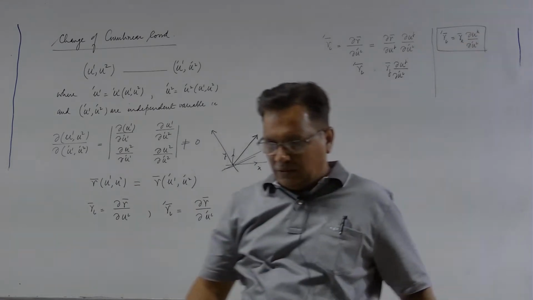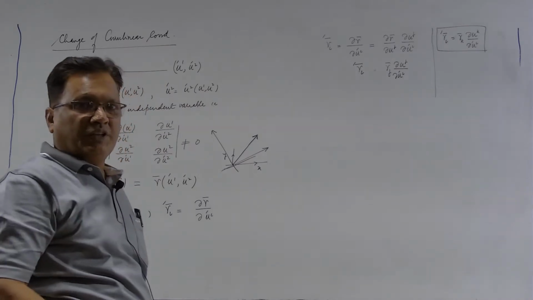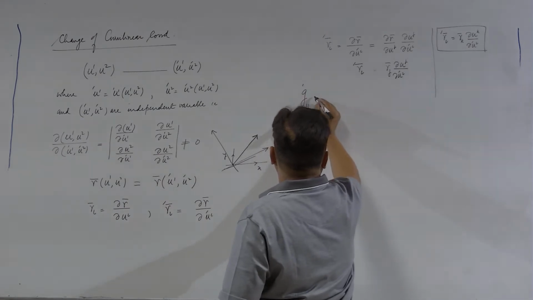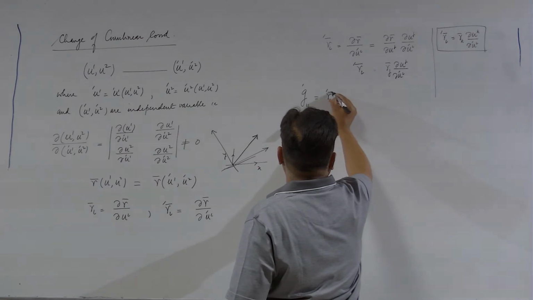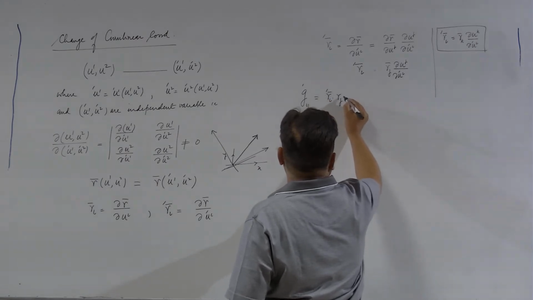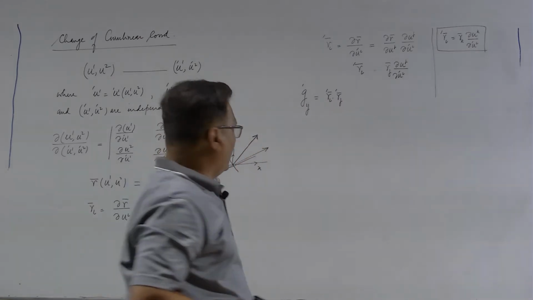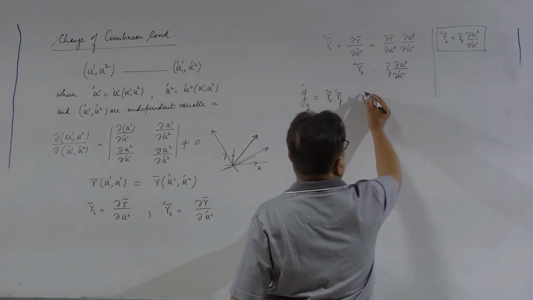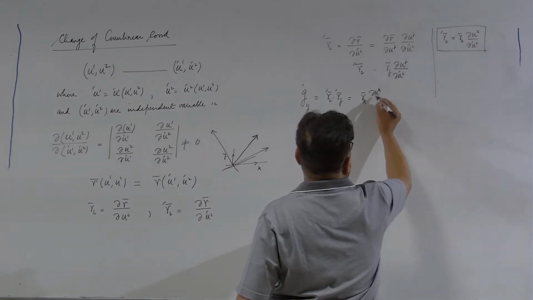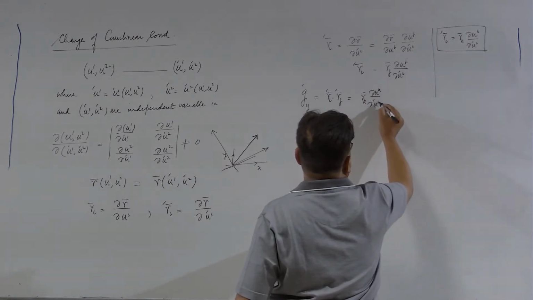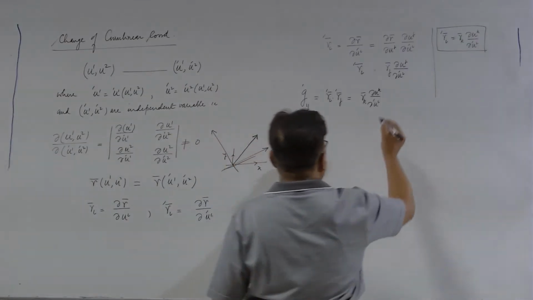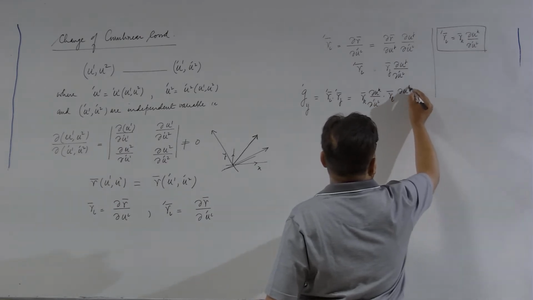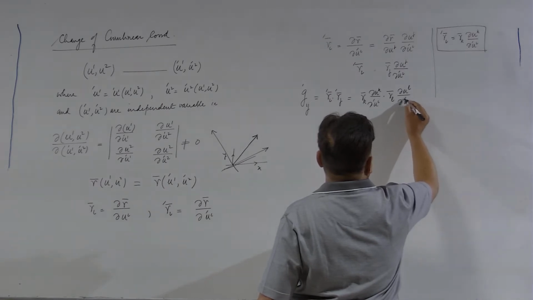Okay. Now, I can look at g_ij's. What happens to g_ij's? So, g'_ij means the dot product of r'_i with r'_j. R'_i we know what it is. This is equal to r_k into del u_k upon del u'_i. Dot. Similarly, I can write down the relation. It will be r_L del u_L upon del u'_j.